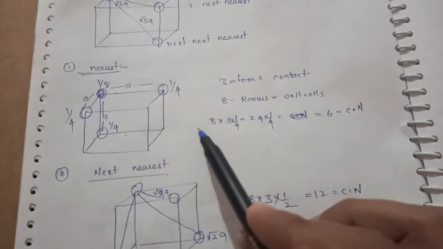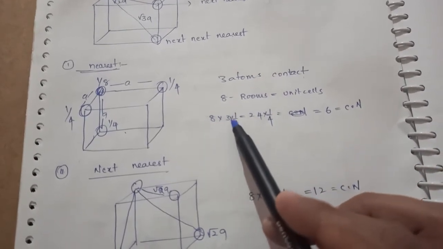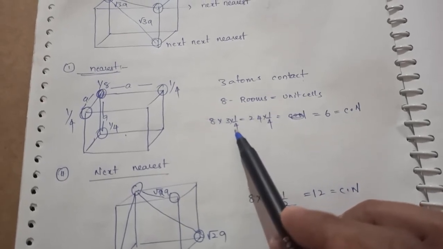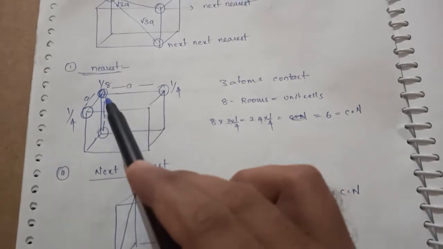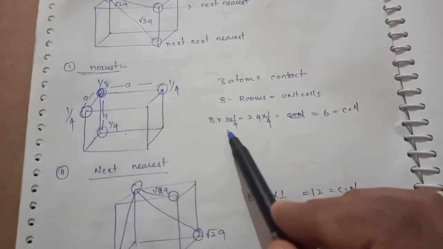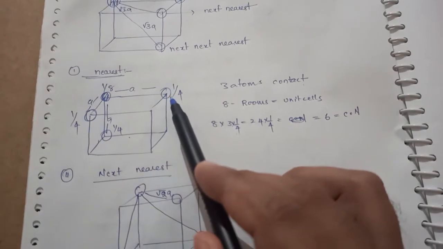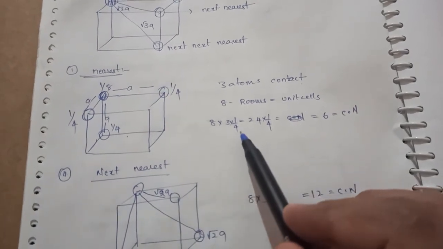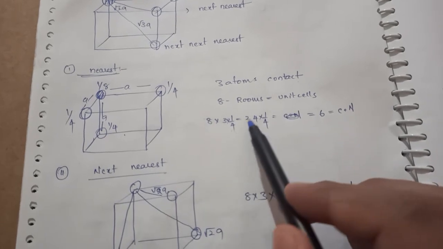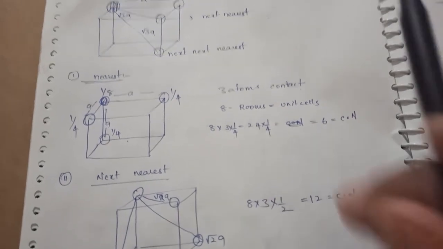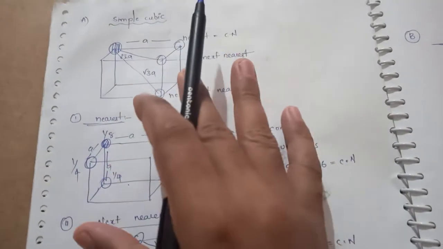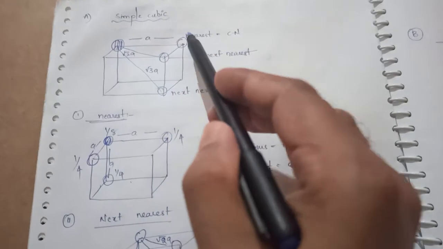So in a unit cell, 8 into 3 into 1 by 4th, because 8 rooms are sharing this one, that's why 8. And these 3 atoms are there. Each contribution towards the unit cell should be 1 by 4th. Then overall what you will get here is 8 into 3 is 24, by 4, so the coordination number is 6. Coordination number is 6 for the simple cubic.